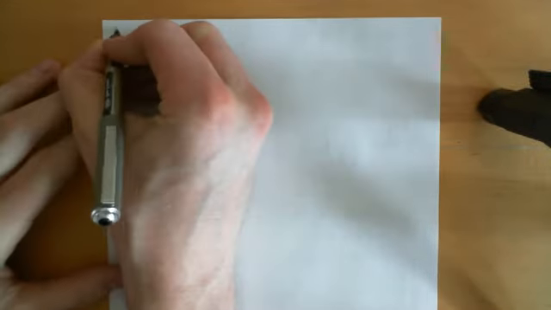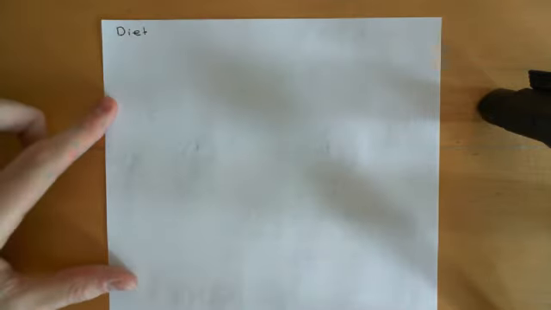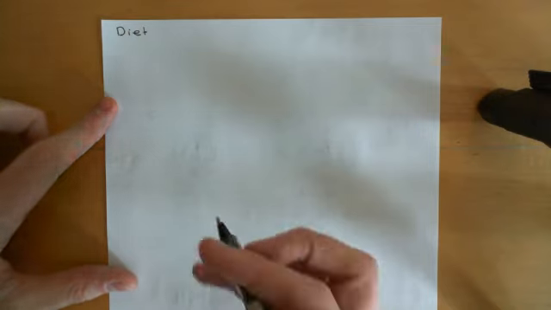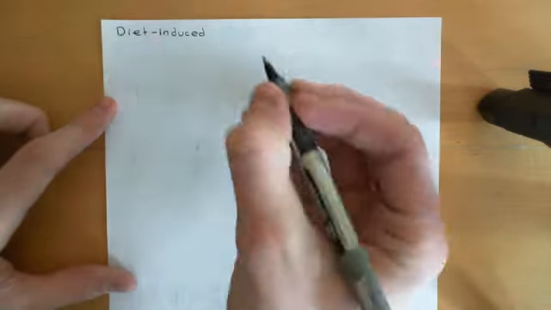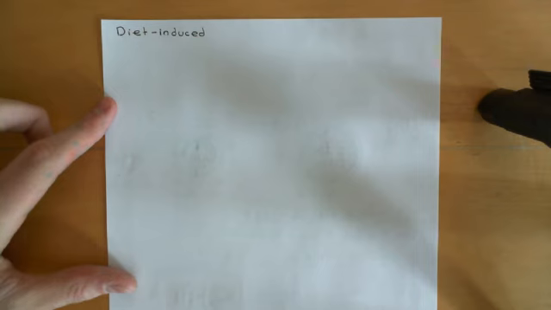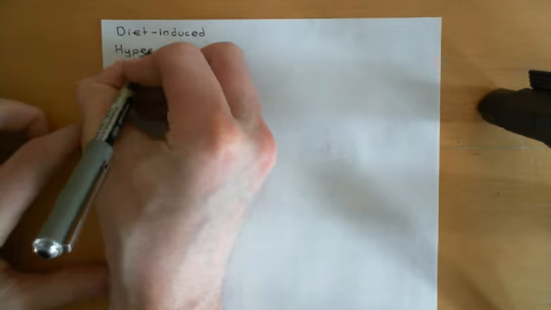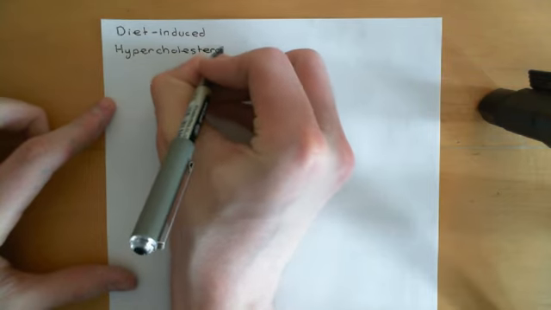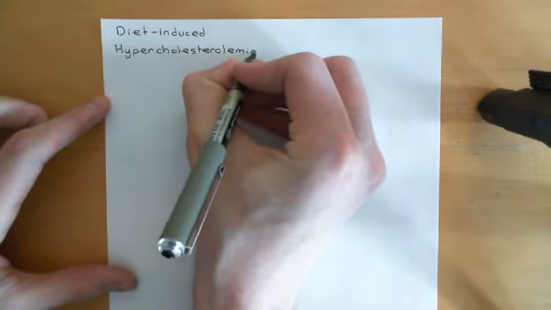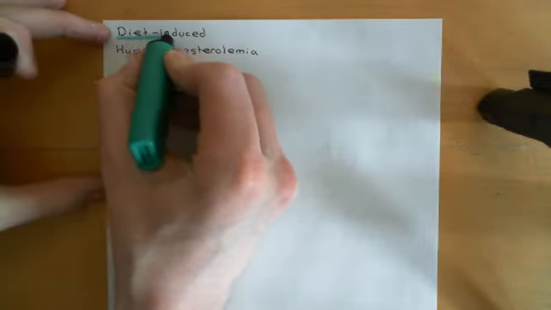Diet-induced hypercholesterolemia. It's not just people with familial hypercholesterolemia that have far too high levels of LDL. If you eat a very cholesterol-high diet, then you can end up with far too high levels of LDL as well, and this can put you at risk of developing cardiovascular disease because of atherosclerosis, which we're about to discuss. So what sort of foods are high in cholesterol? Things like butter, cheese, fatty meats. These are all things that are going to be very high in cholesterol.